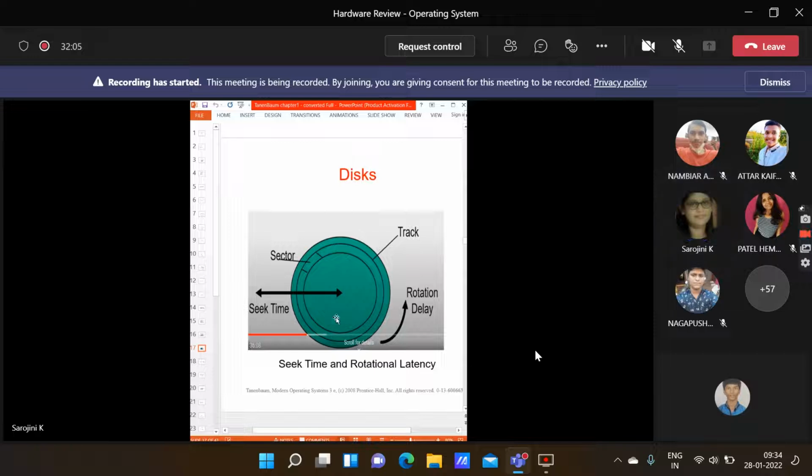We have another time delay, that is called rotation delay. After you have kept the read-write head in the appropriate track, you have to next position the read-write head at the appropriate sector from where you want to read or write. For that, the read-write head will not be moved. That time, the disk will be rotated. Through rotating the disk you can position the appropriate sector.